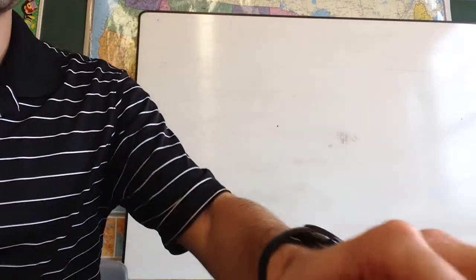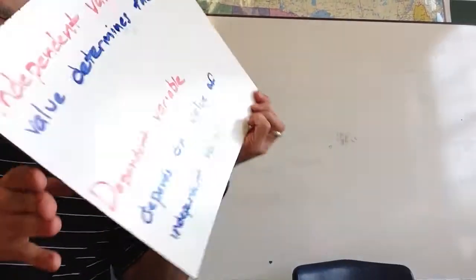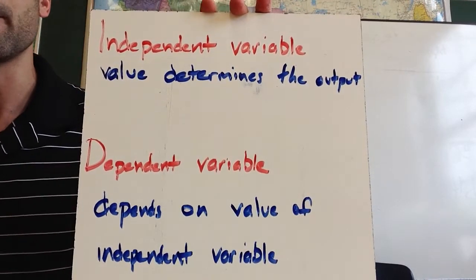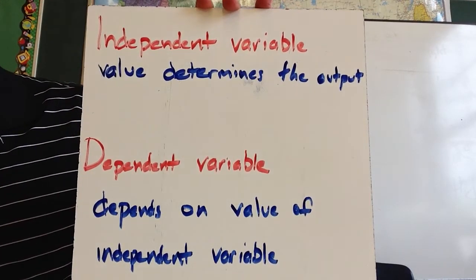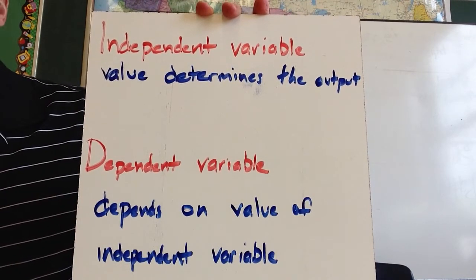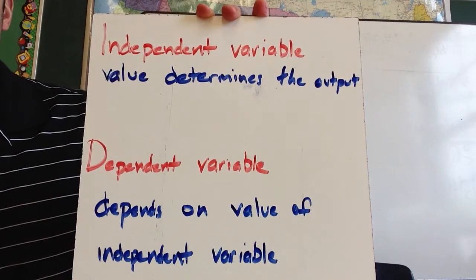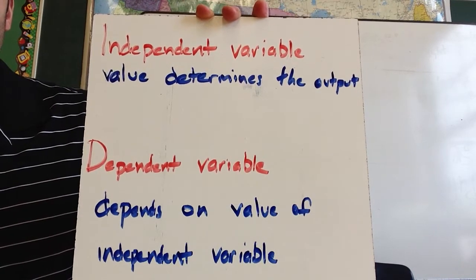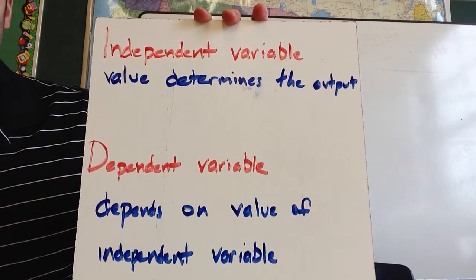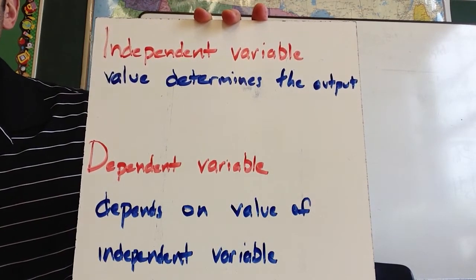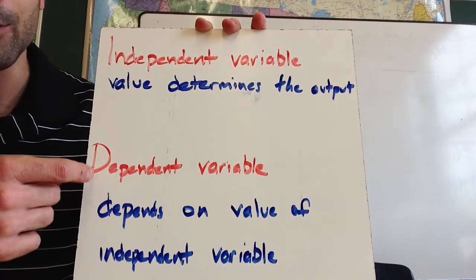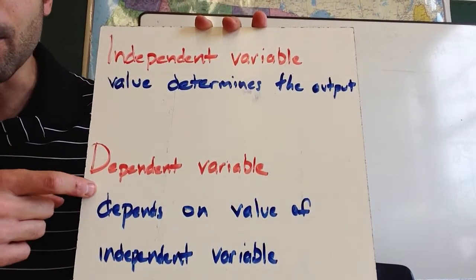All right, I also want to discuss 2 different types of variables, and you've probably spoken about these in science: the independent variable and the dependent variable. And so the independent variable is the variable that determines the output. Keeping in mind the output is the y value. So your independent variable is x, and your dependent variable depends on the value of the independent variable, which is the x. So this is your y value. So this is my x value, and this is my y value.